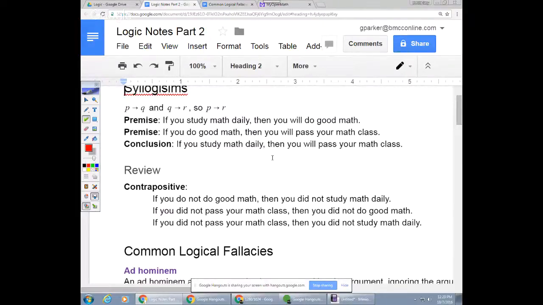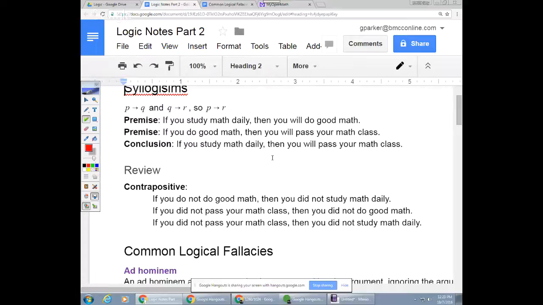So the first sentence was originally, if you study math daily, then you will do good at math. Reverse and negate. If you do not do good math, that comes to the beginning, then you did not study math daily. So that's the contrapositive of sentence number 1.